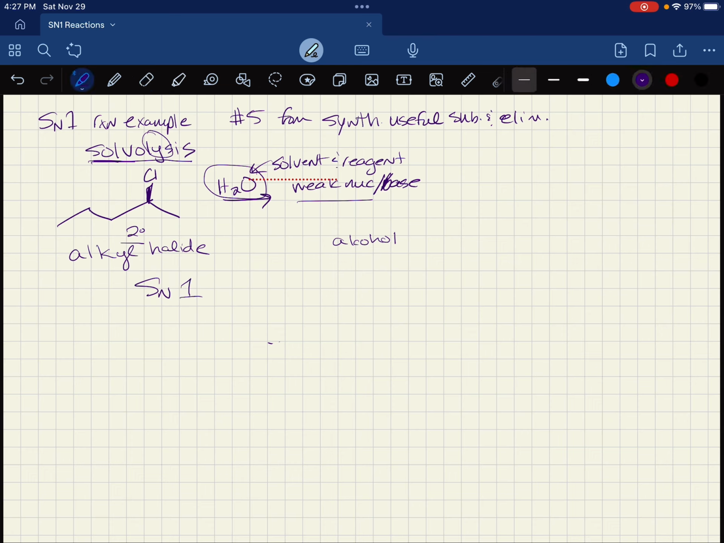Okay, so the first step in an SN1 mechanism is, of course, heterolysis. And here we have a great leaving group already, so we don't have to do any work to convert it into a good leaving group. So we're just going to go ahead and do our heterolysis. Okay, as always, that gives us a carbocation intermediate, trigonal planar, geometry sp2 hybridized, and then we have our chloride here.